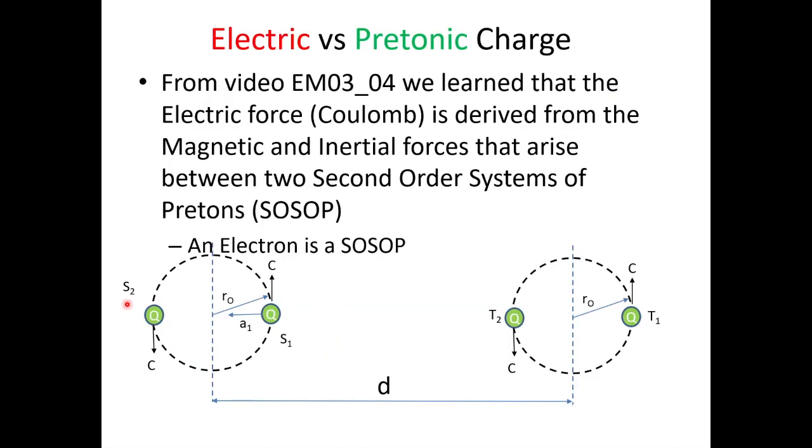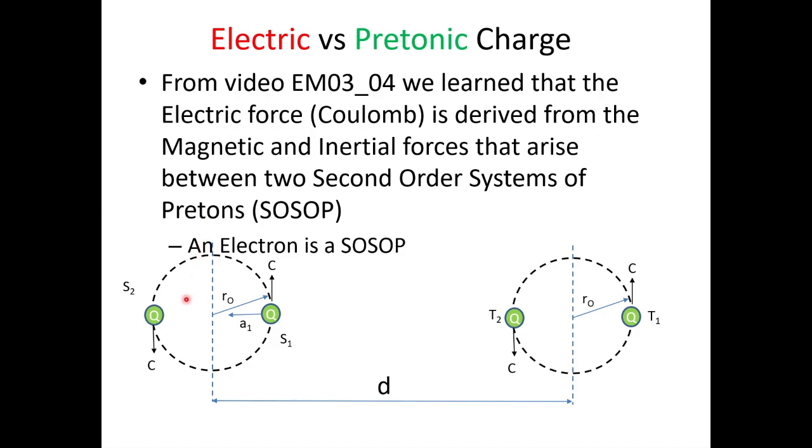Okay, so let's get into the clarification between electric versus pretonic charge. From the Electrogravity video EM0304, we learned that the electric force, the Coulomb force, is derived from the magnetic and inertial forces that arise between two second-order systems of pretons. In other words, an electron is a second-order system of pretons. A proton is a second-order system of pretons.